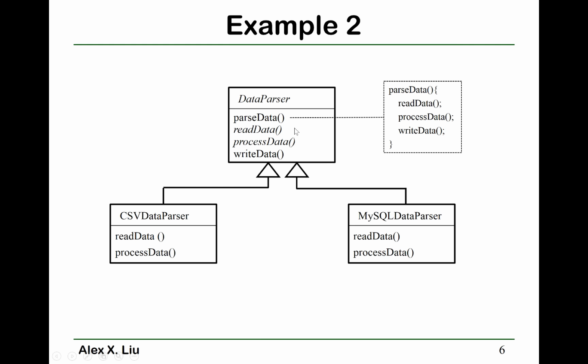And again, if they have default implementations, then you can leave them as non-pure virtual functions. You can give the default implementation, and then in the derived class you can choose: you either override it if you have a special implementation, or you just use the default implementation. And for this application, of course, they are different, because reading CSV files and reading SQL files are different, and processing them will also be different.